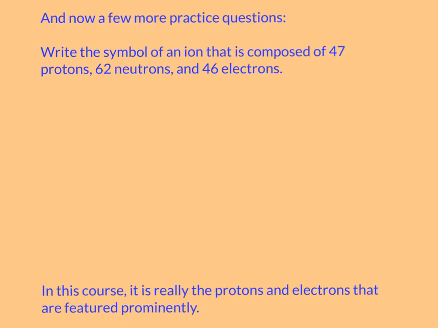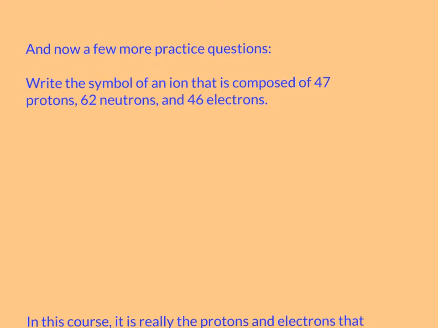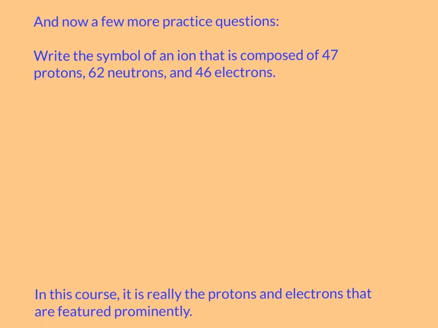We want the symbol of an ion that is composed of 47 protons, 62 neutrons, and 46 electrons. I hope you remember that we write symbols with the element symbol. If there is a charge, it would go here.